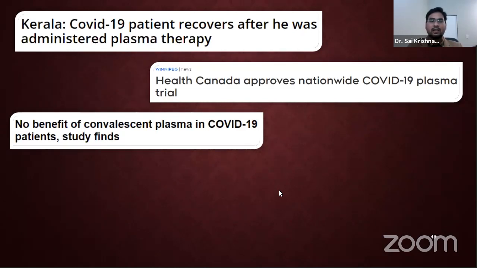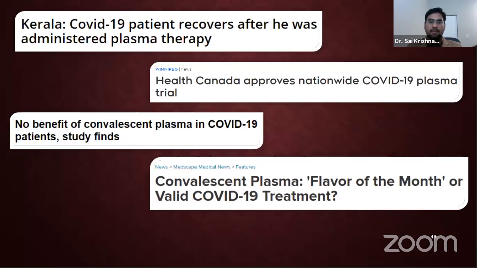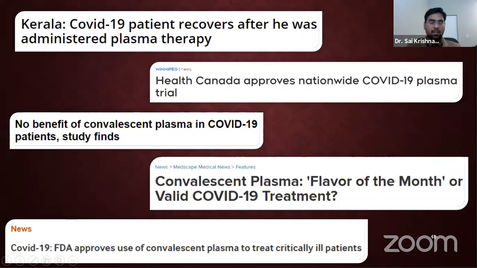But when the evidence is uncertain and there are a lot of disparities, where 50 studies are saying yes, we can use this drug, and 50% of studies are saying no, we cannot, then comes the role of a systematic review, in order to assess and come up with good findings. And Medscape asks: convalescent plasma, is it just a flavor of the month or a valid COVID-19 treatment? However, the US FDA has given EUA authorization for the usage of convalescent plasma therapy, which was recently published in BMJ.